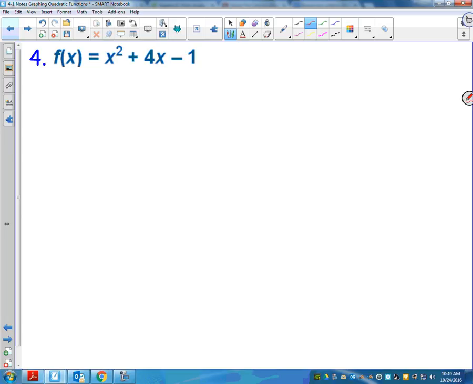Remember, it's the y value. So if that's your -b over 2a, that's not your max or min. That's the x value. Oh, right.